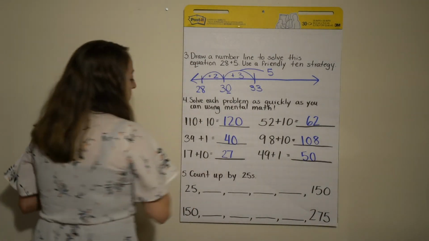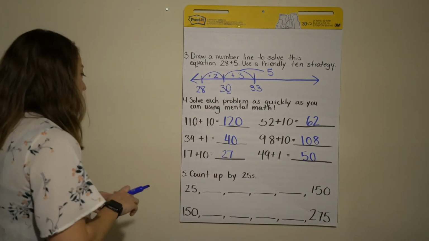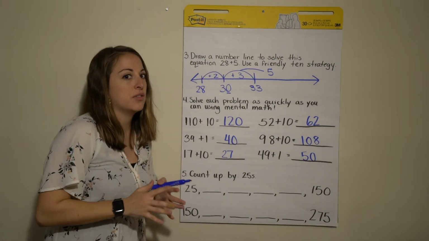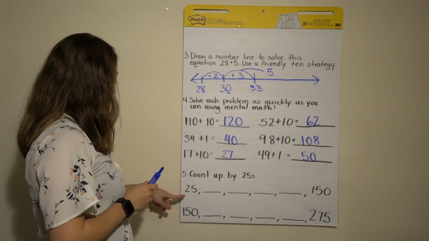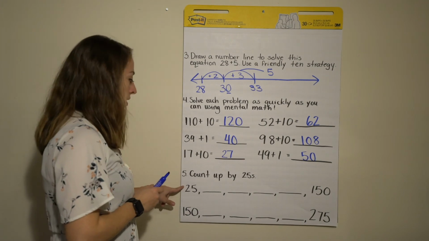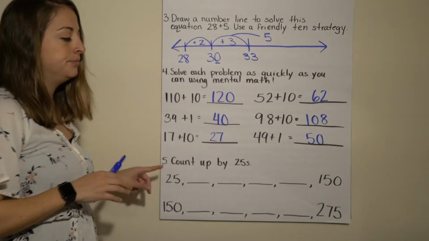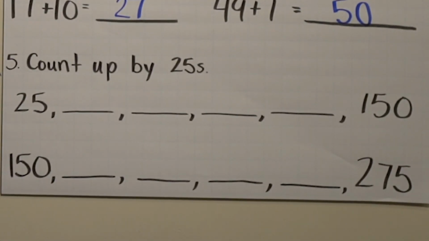All right. So it says count up by 25s. Now, hopefully you remember that quick song, that quick pattern that keeps happening. So I actually want you to try this first one on your own, and then we'll go over it together when you're done.